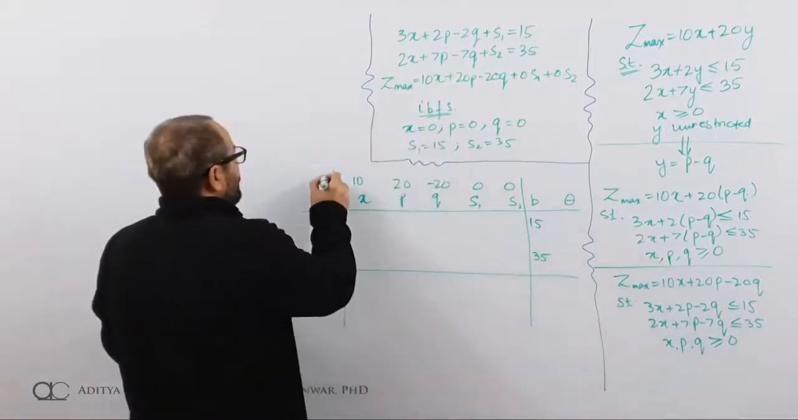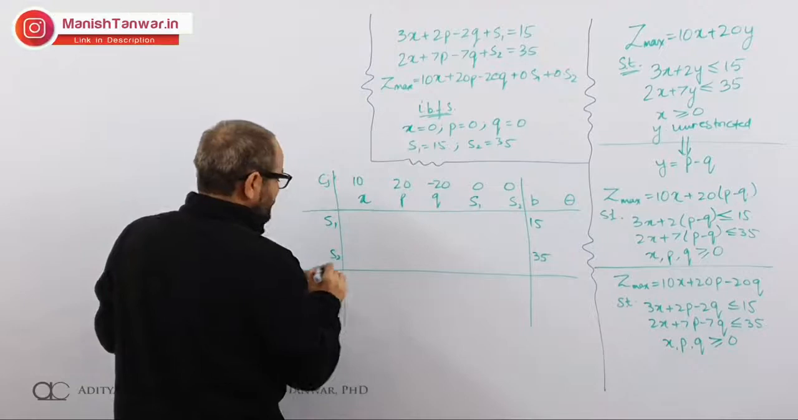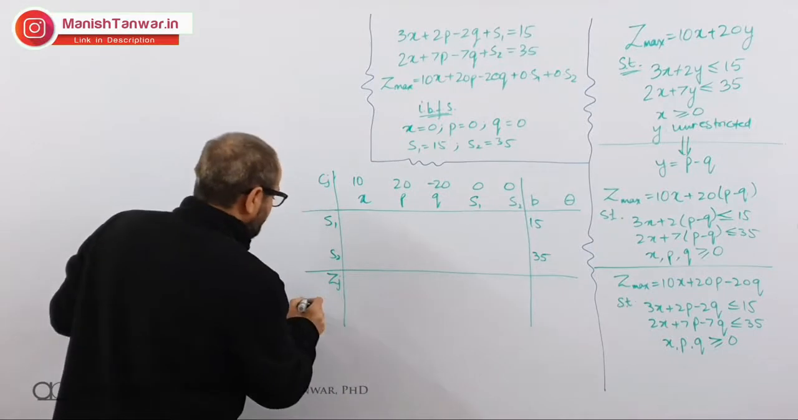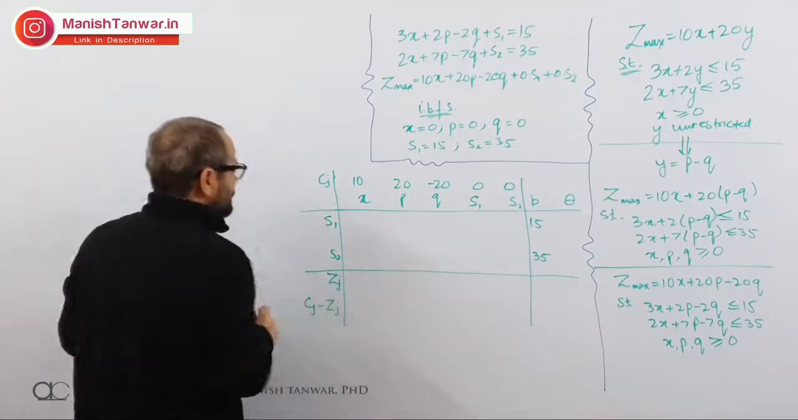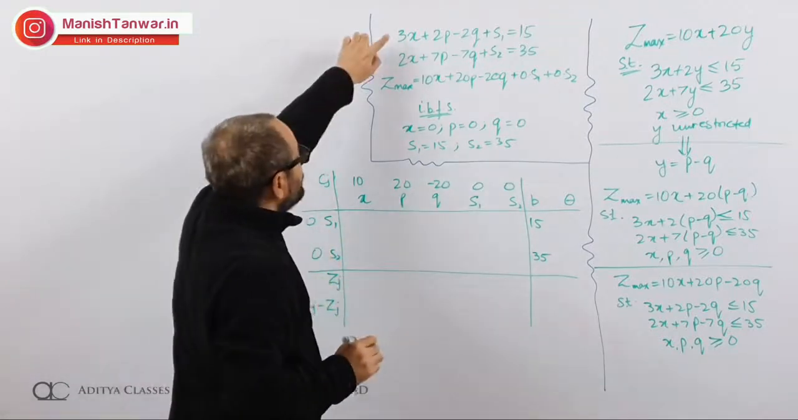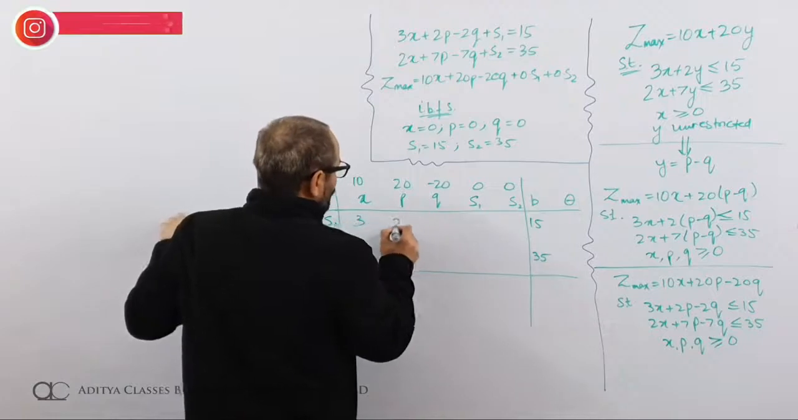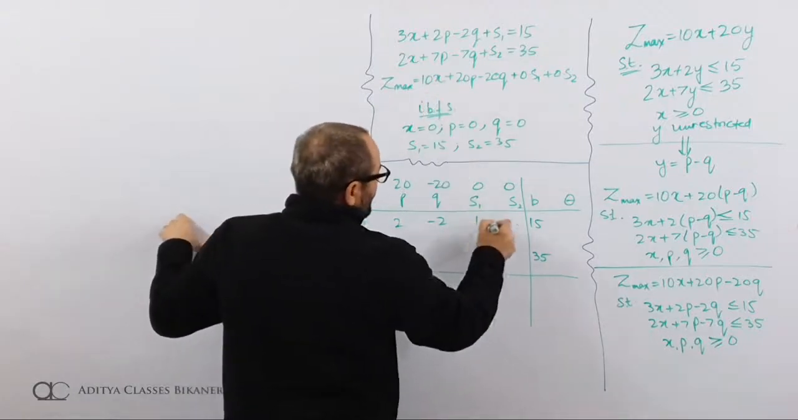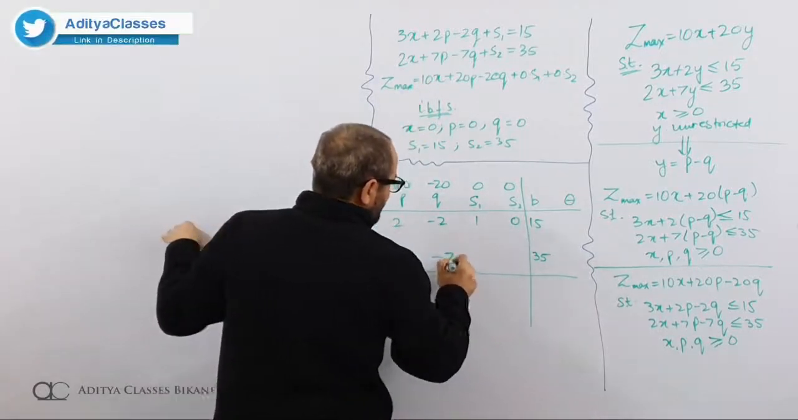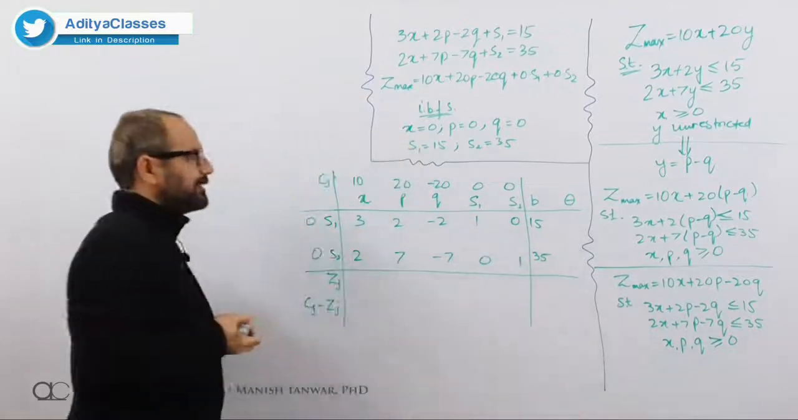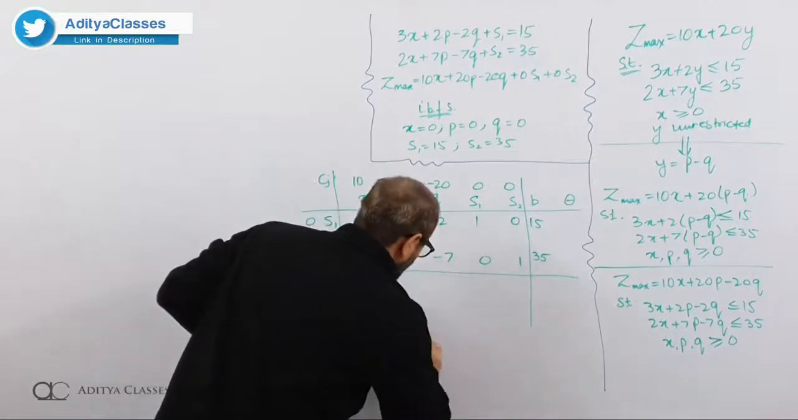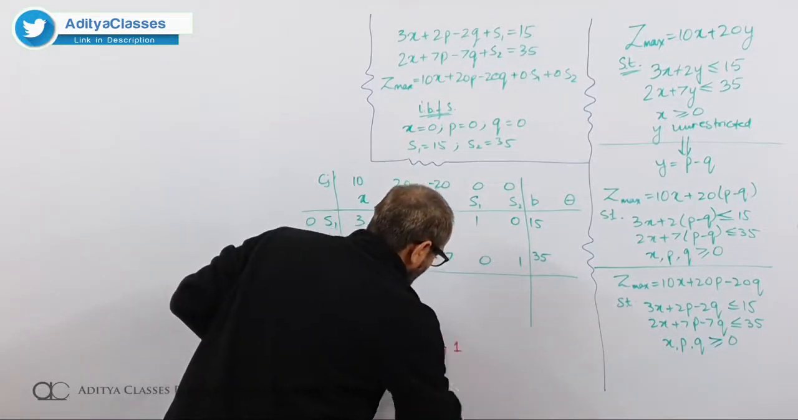We can close it. This will be our Cj, then there will be a Zj. It is a maximization problem, so we'll be having Cj minus Zj. S1 contributing 0, S2 contributing 0. The first constraint is 3, 2, minus 2, S1 is 1 and 0. Then it is 2, 7, minus 7, 0 and 1. This is our initial simplex table. Let me call it table 1.